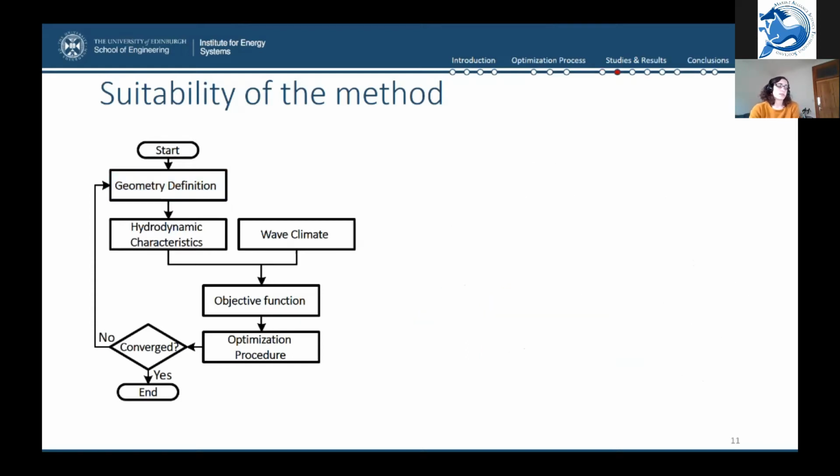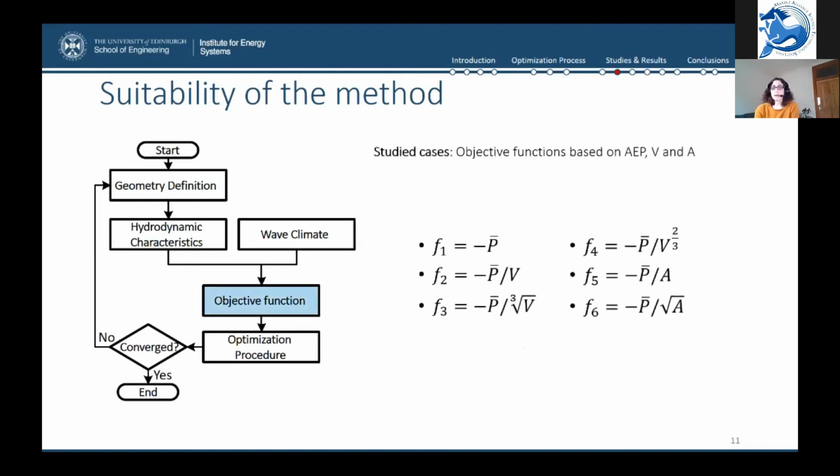Then I studied the objective function. As I mentioned before, we want to generate shapes that reduce the levelized cost of energy and not only maximize power. So I used objective functions that considered not only annual energy production, but also submerged volume or submerged surface area as proxies for costs. And I used them in different forms. So you can see the 6 objective functions that I used on the screen. And there are 3 that are based on the submerged volume and 2 based on the submerged surface area.